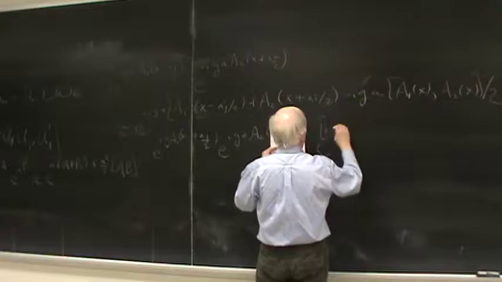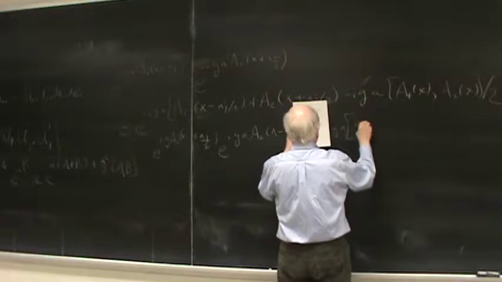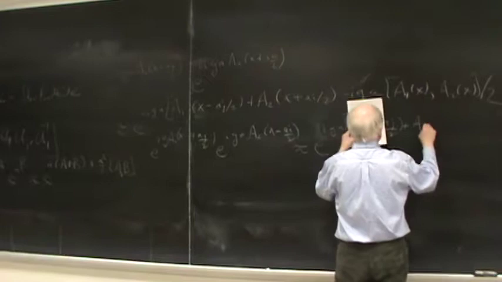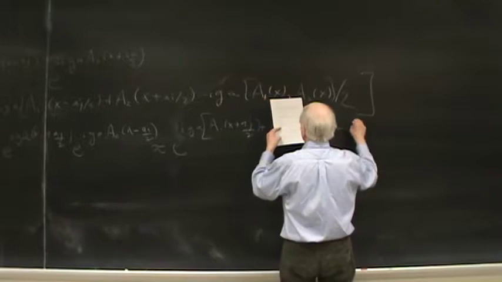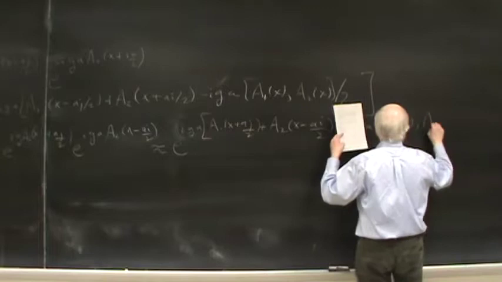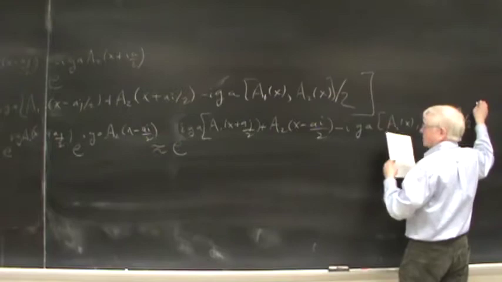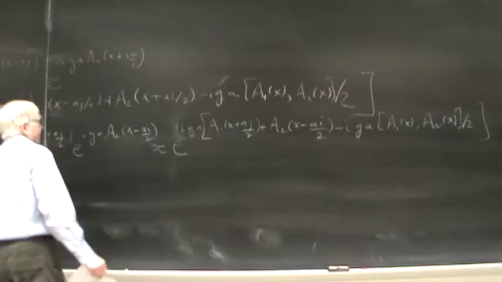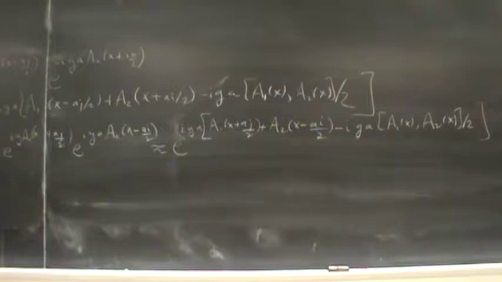Well, let's put the IGA there and then in the bracket: A1 of x plus aj over 2, plus a2 of x minus ai over 2, and then minus IGA a1 of x commutator a2 of x divided by 2, big right bracket. And I've also kept track of the I's and the G's here. Okay, now we have to multiply this times that, with this on the left and then that.